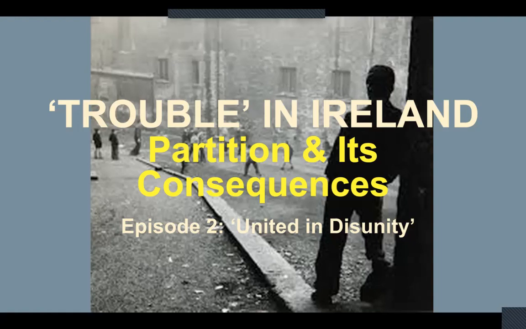Hello, everybody. This is episode 2 of our history series entitled Trouble in Ireland, Partition and Its Consequences. This episode is called United in Disunity. The picture at the back shows a street scene in the 1950s, I think, in Belfast, I believe, where some children are playing football.